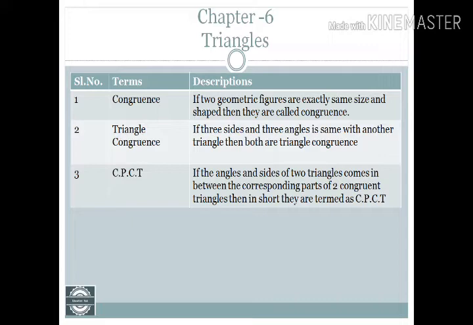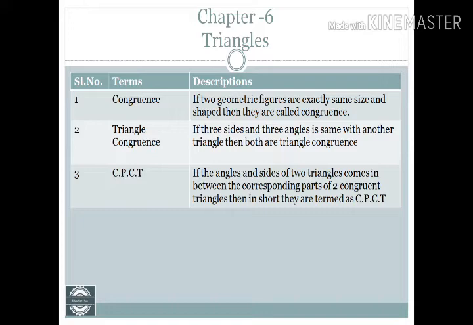For triangles, if all the sides as well as all the angles of the triangles are the same, then we call it triangle congruence. CPCT: the corresponding parts of two congruent triangles are equal, and this is called CPCT. These are the important points for Chapter 6.